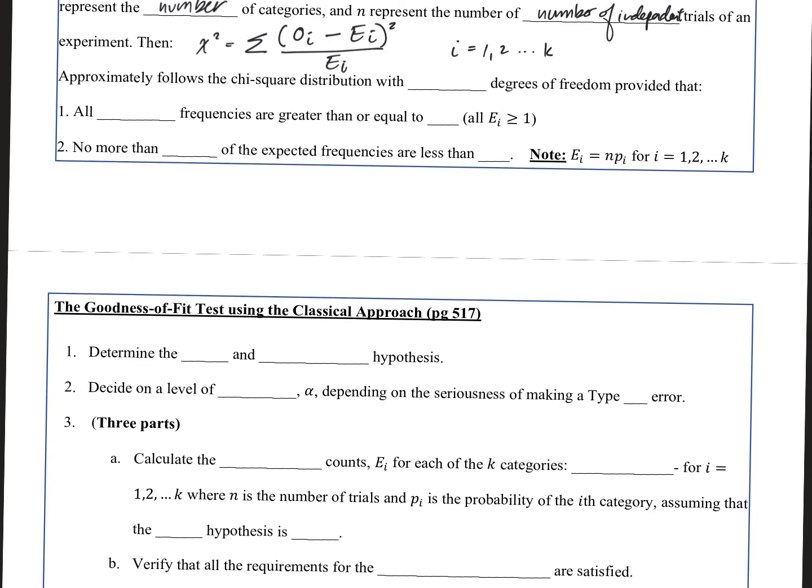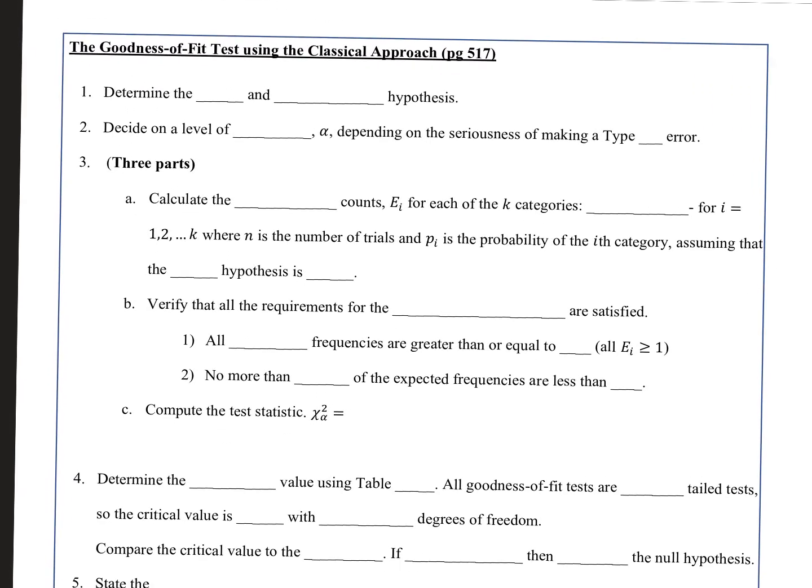So this approximately follows the chi-square distribution with k minus 1 degrees of freedom, provided that, so here we go, these are the things we need to check. All expected frequencies are greater than or equal to 1, and no more than 20% of the expected frequencies are less than 5. It's kind of interesting, but those two are the things to check. Once again, we are going to have the classical approach and the p-value approach, and those basically just change how you're looking at the chart.